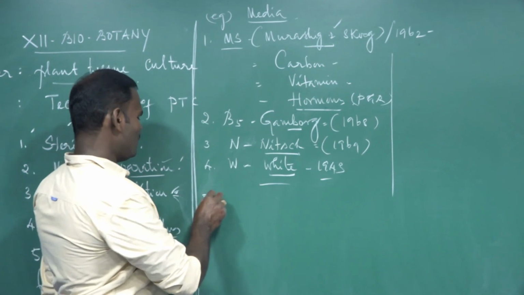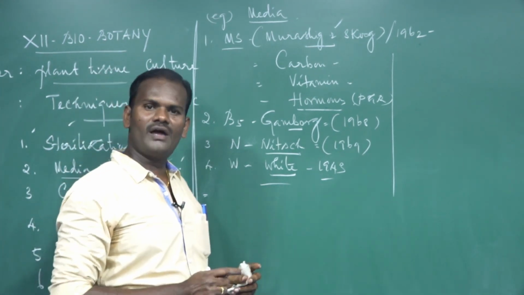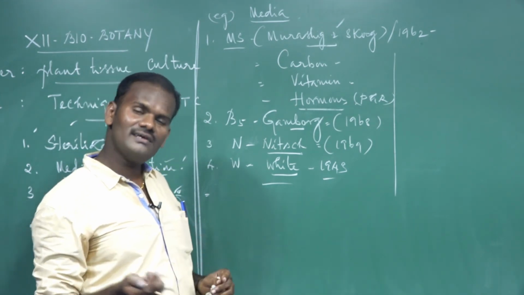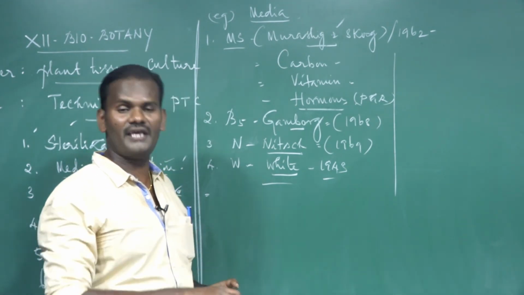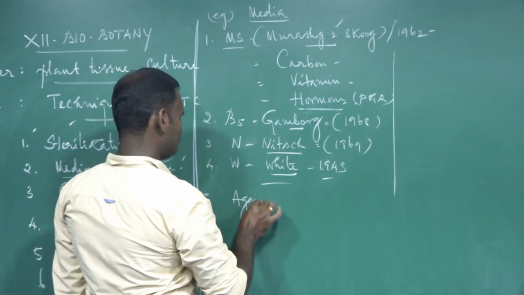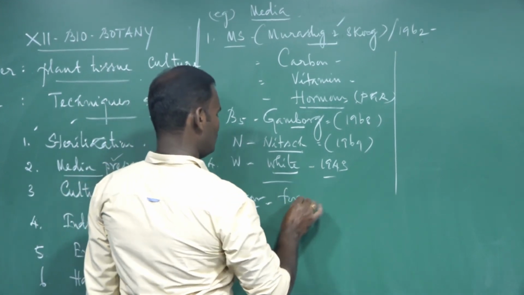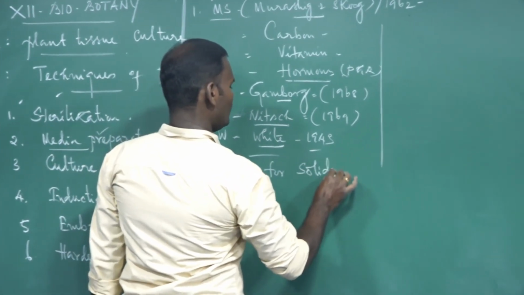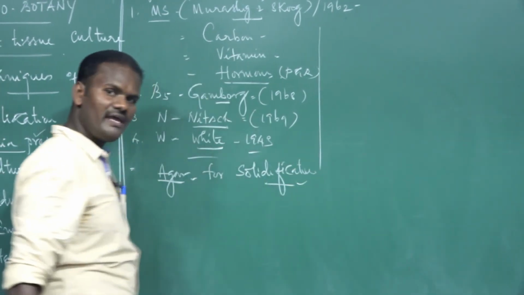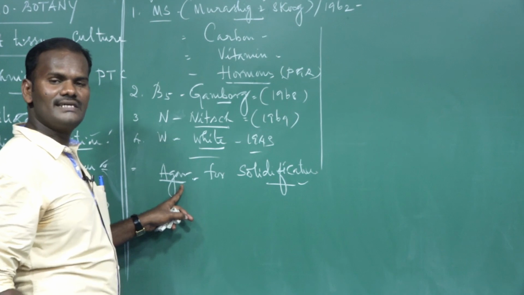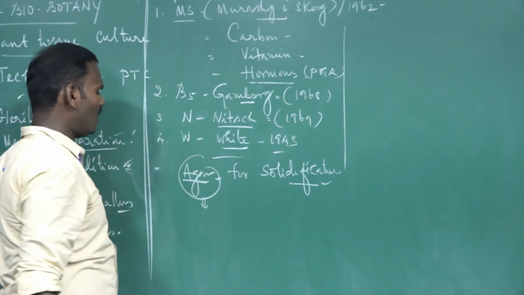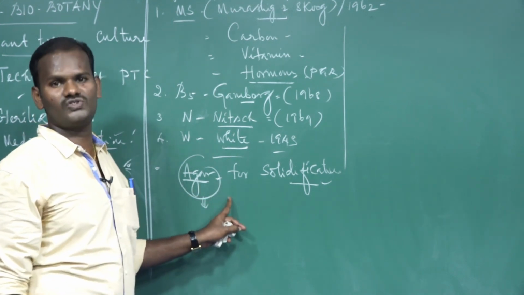The medium may be in solid state, semi-solid, or liquid state. For semi-solid or solidification, a jelly-like substance, agar, is added. How does the medium get solidified? By adding agar. It is a jelly-like substance. Then what is agar? What are the essentials of agar? How does it play an important role in plant tissue culture?